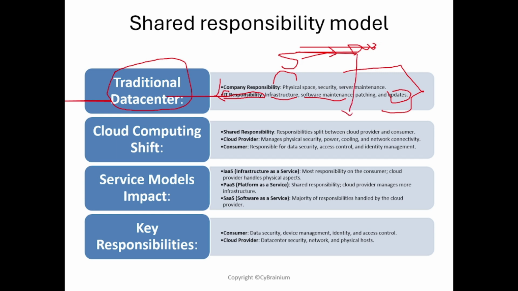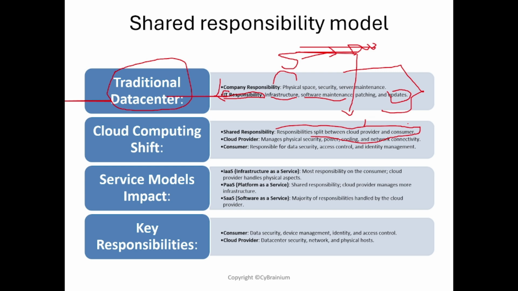Now we will move to the cloud computing shift. What is happening when we get the cloud? The shared responsibilities have changed. This responsibility is split between the cloud provider and the consumer. Who is the cloud provider here? We call it a CSP, cloud service provider. If you're taking Azure, then it's Microsoft. If you're taking GCP or AWS, it depends. These are some CSPs, cloud service providers.